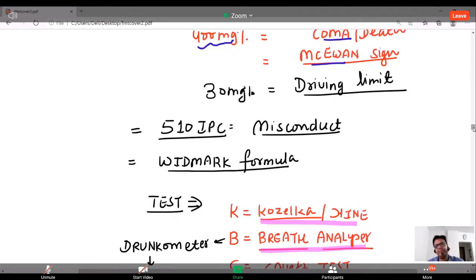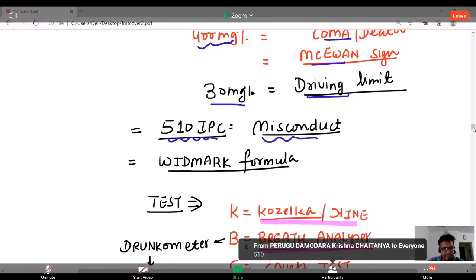Driving limit in India is 30 milligram percent. When you are driving, your alcohol should not be more than 30 milligram percent. If after consuming alcohol you misconduct with anyone, there is an IPC section, which is 510. I already told you.